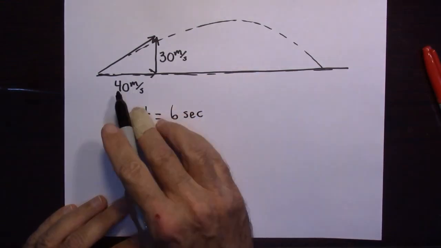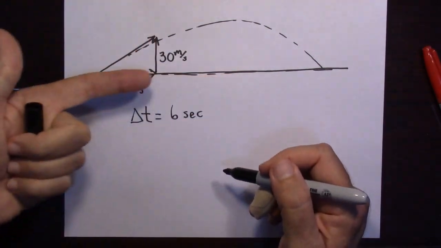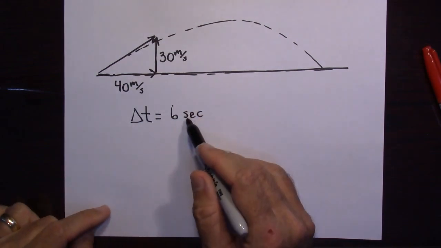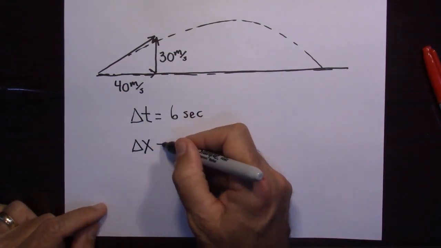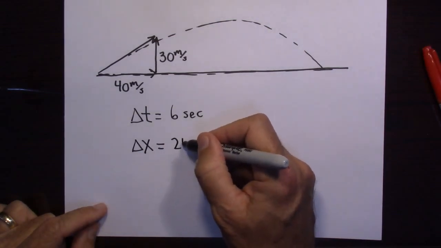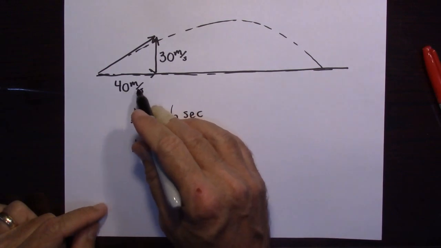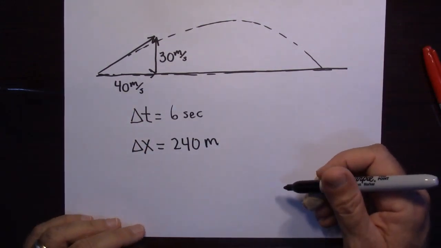Now the whole time it's going 40 meters per second, and there's no acceleration in the x direction. So if you go 40 meters per second for 6 seconds, your total range is going to be 240 meters. Every second you go 40 meters, so you're going to go 240 meters in 6 seconds.